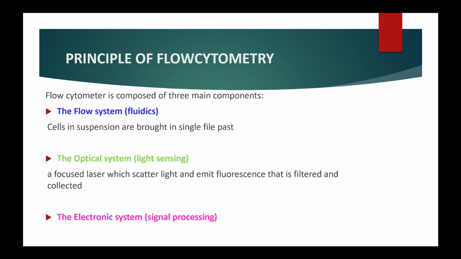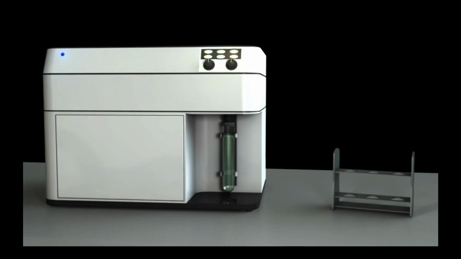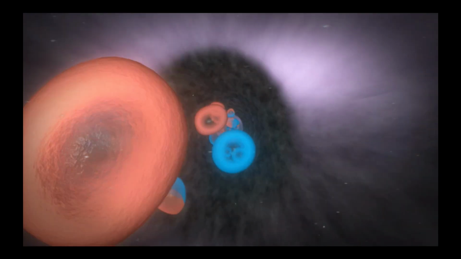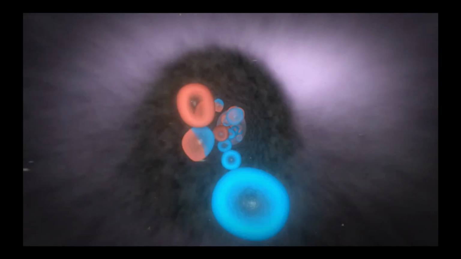Lastly, in case of signal processing, the emitted light is converted into digital values that are stored in a file for analysis in the computer. When a sample is acquired into a flow cytometer, it is ordered into a single stream of single particles by the principle of hydrodynamic focusing.